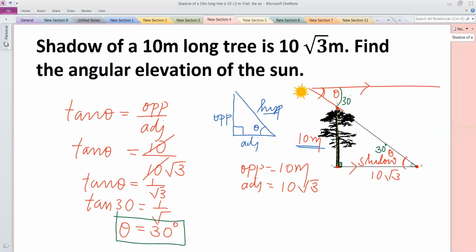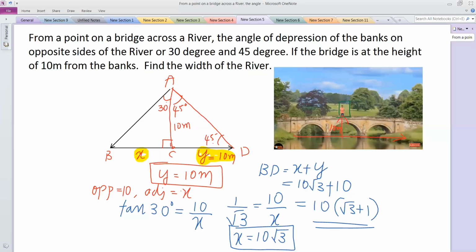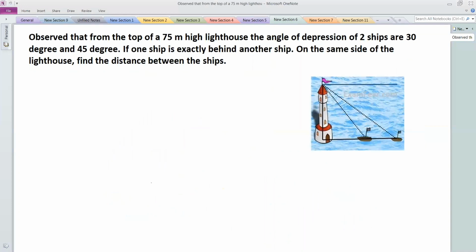If you look at the second one, you will come to know that we found the width of the river. In the same way, let us go for one more problem. See here, next we shall go with, consider there is one ship. Here there is one more ship.